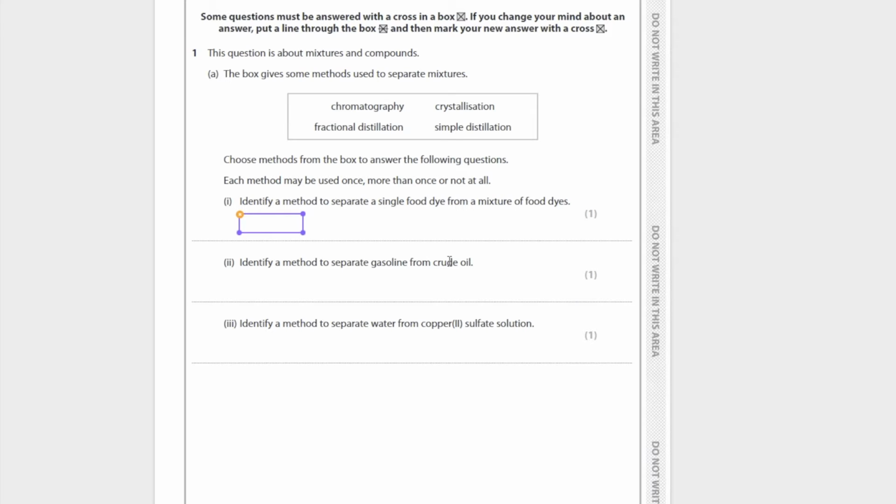So remember, when we hear dyes, what we should instantly be thinking is chromatography, paper chromatography. But here it just says chromatography, so we're going to take what it says from the box and say chromatography for an easy 1 mark.